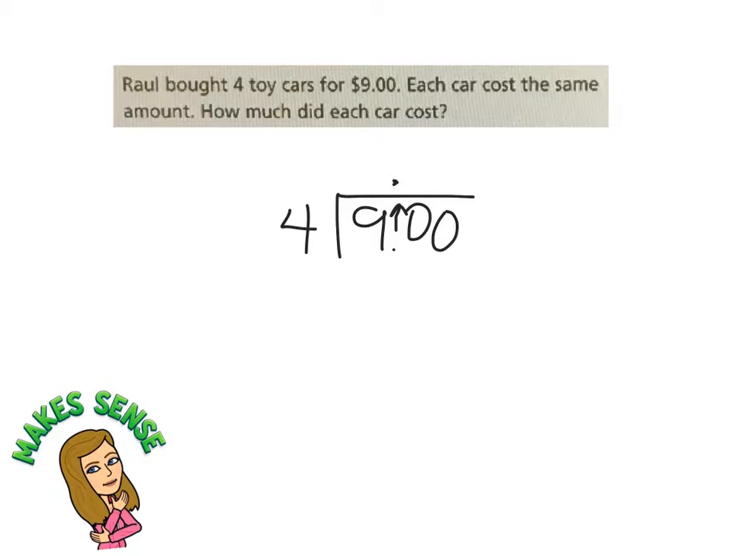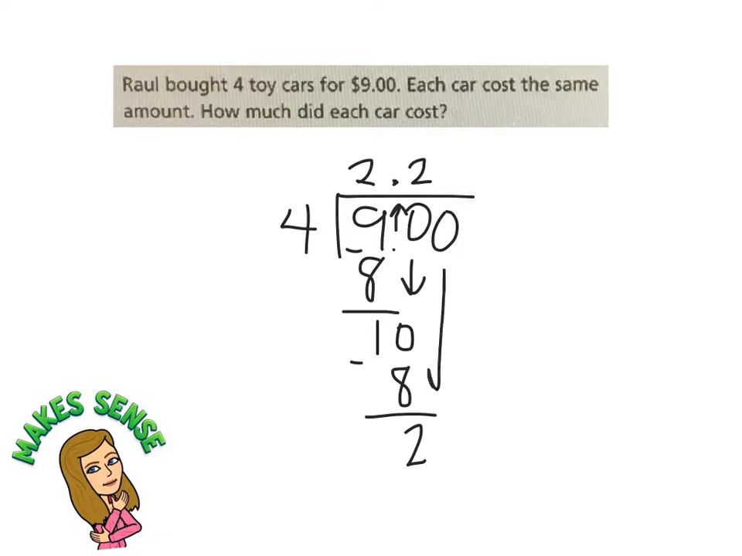Does 4 go into 9? Yes. I know that 4 times 2 is 8. Now I subtract 9 minus 8 is 1. Bring down the 0 to make 10. Does 4 go into 10? Again, same thing. It goes in 2 times. 4 times 2 is 8. Then I know 10 minus 8 is 2.